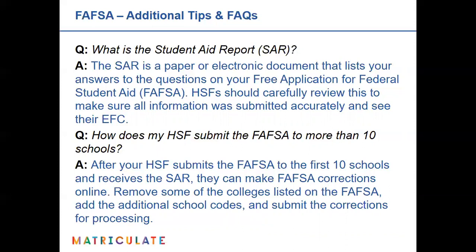If your high school fellow is applying to more than 10 schools, there is a way to complete that through the FAFSA. You would just have to put the first 10 schools on the first round of submission, and once submitted, you are able to go back into the FAFSA and make corrections, and that's when the student will be able to add the additional school codes and resubmit for corrections. This doesn't take away from the initial 10 schools that they applied for. It's just making sure that they apply to however many in addition to those first 10.